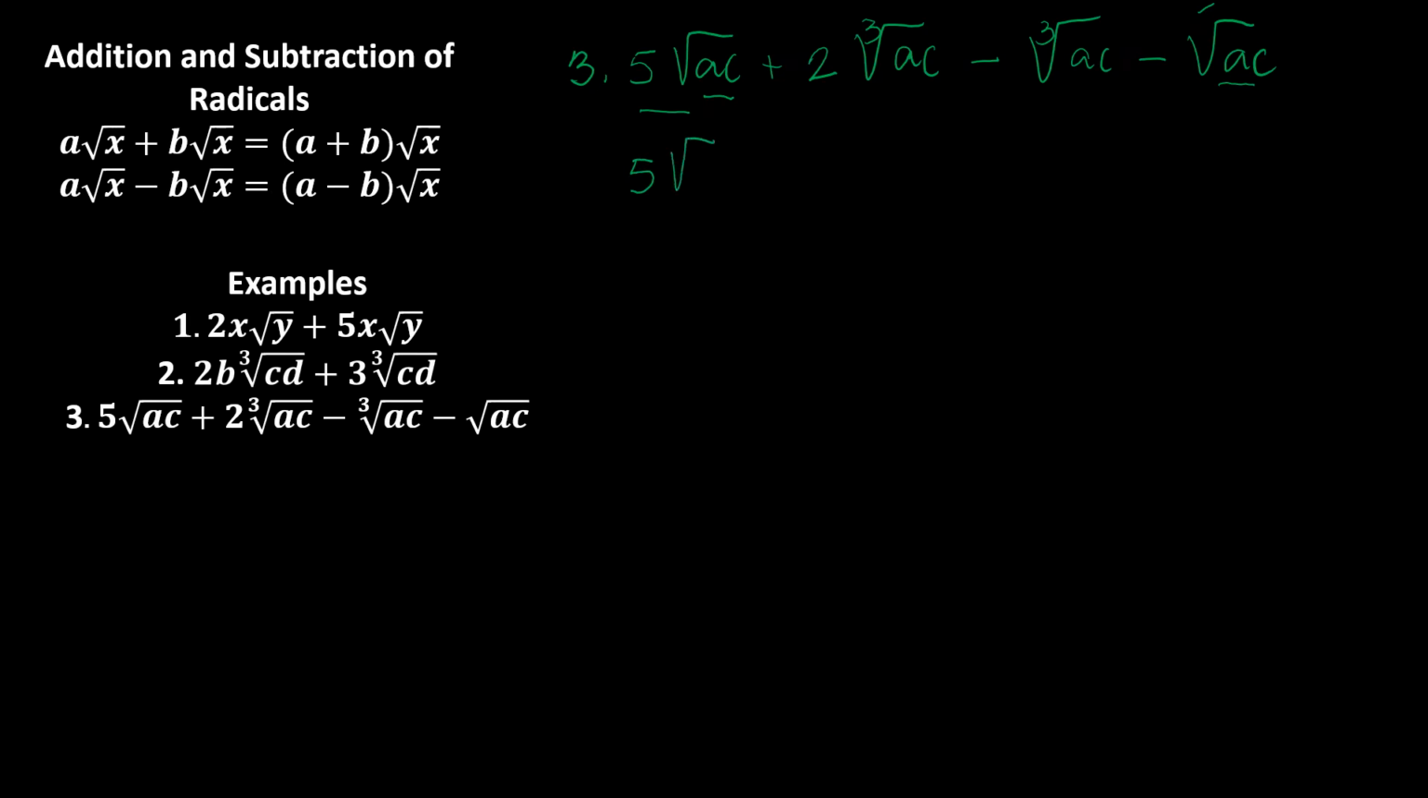Meron tayong 5 times the square root of AC. And then, susunod natin yung negative square root of AC. And then, next, meron tayong 2 times the cube root of AC. Ang kanyang index ay 3. Hanapin natin yung may index na 3. Attach. So, ang radicand nila parehong AC. Yan. So, like radicals din sila. We have 2 times the cube root of AC and then minus the cube root of AC.